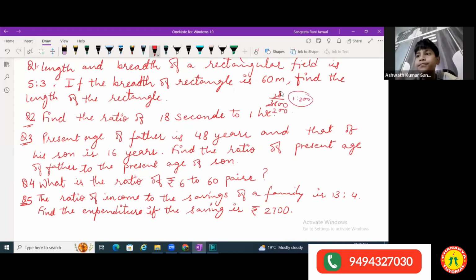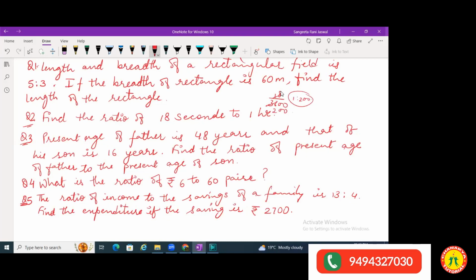Yes, that's correct. The top one, the ratio given is 5 is to 3, saying length and breadth ratio. And breadth is given to be 60, and find the length. Ma'am, so length is 100 meters. So this will be 5 into 60 by 3. So 60 by 3 is 20. 5 into 20 is 100. Okay, good, then it's correct.